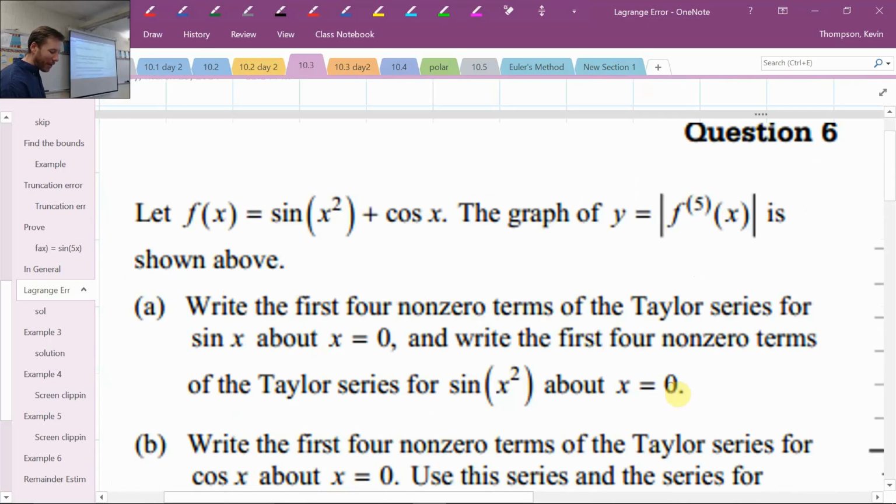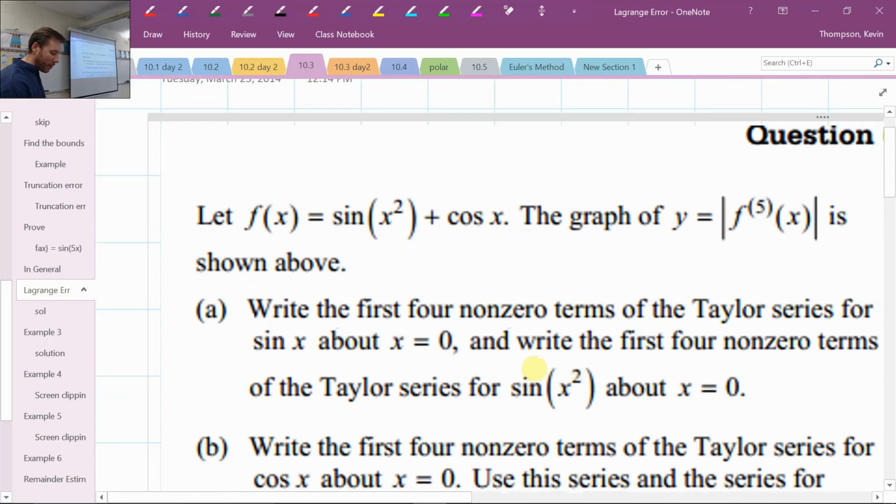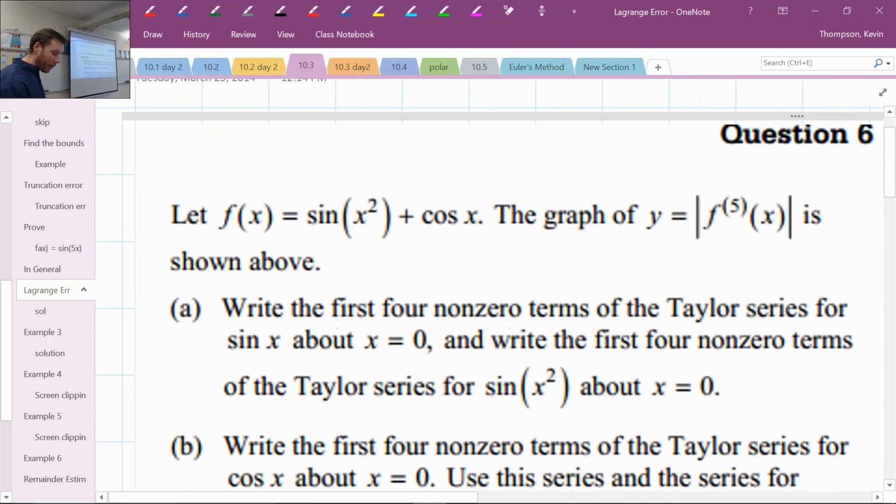I'm not going to worry about that yet. It says, write the first 4 non-zero terms of the Taylor series of the sine of x about x equals 0. And write the first 4 non-zero terms of the Taylor series for sine of x squared about x equals 0. Now, if you think about the first 4 terms of the sine of x, you should almost be able to just write those down.